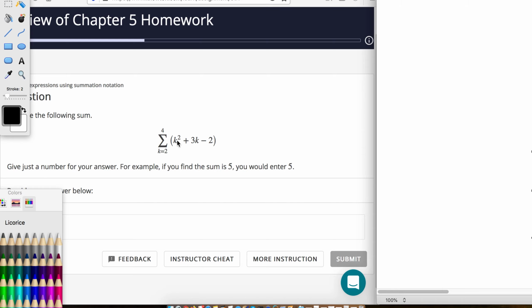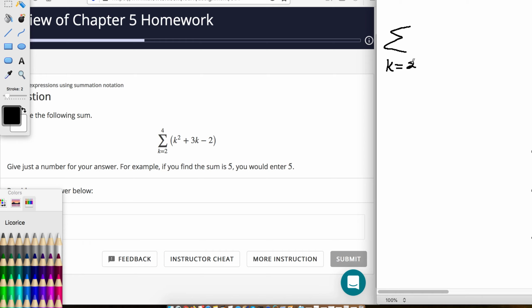Okay, if this is the first time you've seen the symbol, it might look a little intimidating, but it's a summation symbol, okay? So what it says is you add up all the different options between k equals 2, increasing until you get to k equals 4. So that means k equals 2 plus k equals 3 plus k equals 4. So it's nice shorthand instead of having to write out each of those.